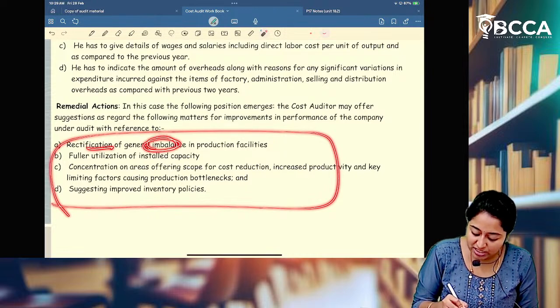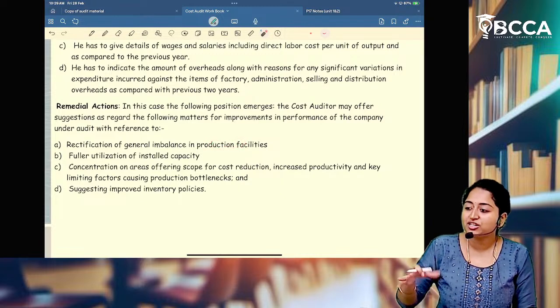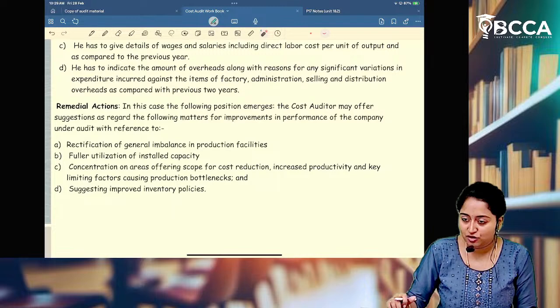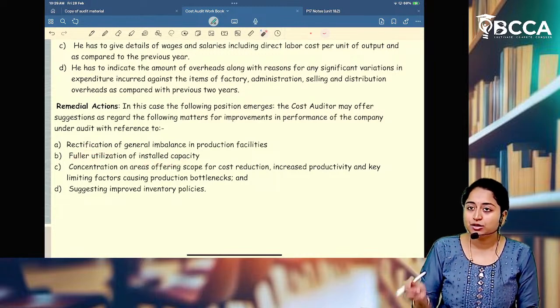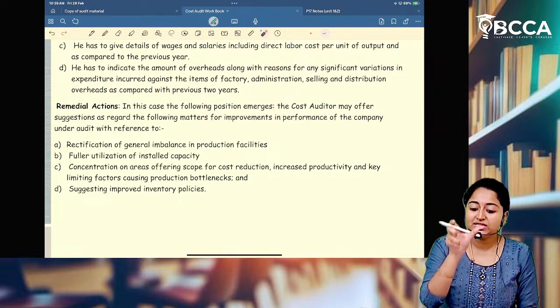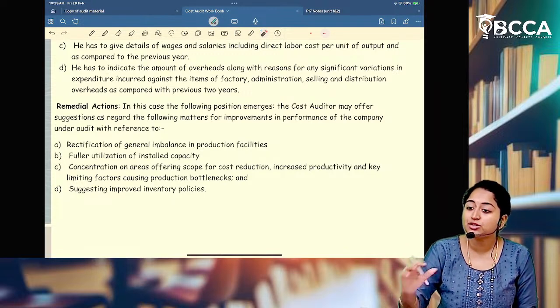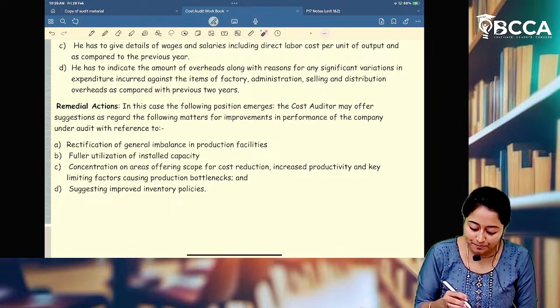Rectification of general imbalance in production facilities. Now, he can tell that the production facility is not so correct, so you can improve in these particular matters of production. Fuller utilization of installed capacity. Now, this is the capacity, the 100% which you can utilize, but you are underutilizing the capacity. You can increase the utilization so that the production will also increase. This is one kind of suggestion which can be given.